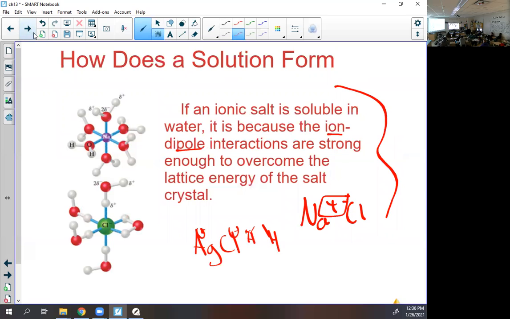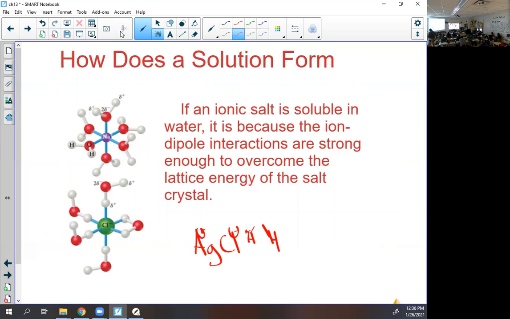All right. If an ionic salt is soluble in water, it is because the ion-dipole interactions are strong enough to overcome the lattice energy of the salt crystal. This is an important thing that they usually will ask you. Wait, so are most ion-dipole interactions stronger than lattice energy? Yep.